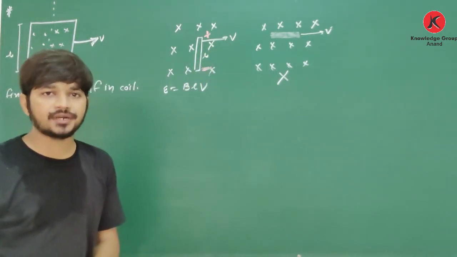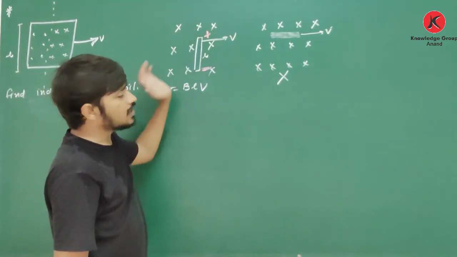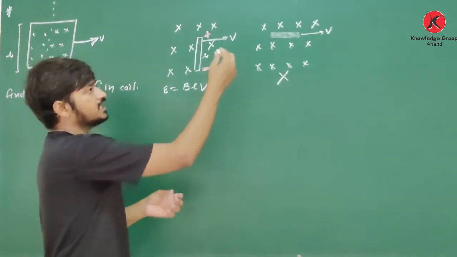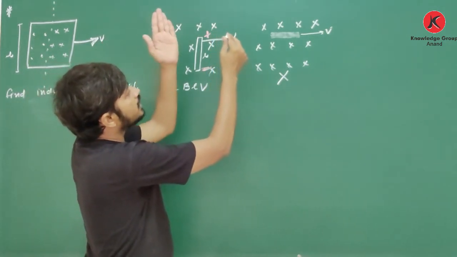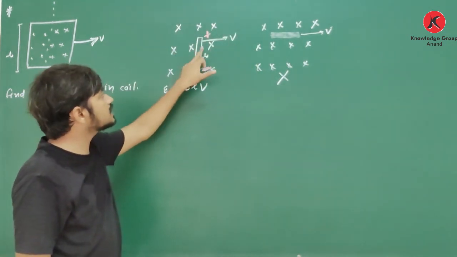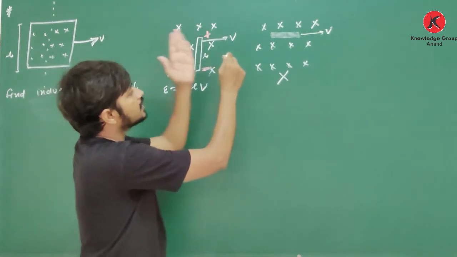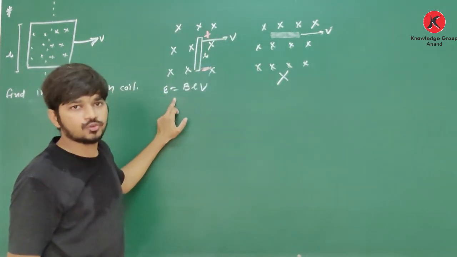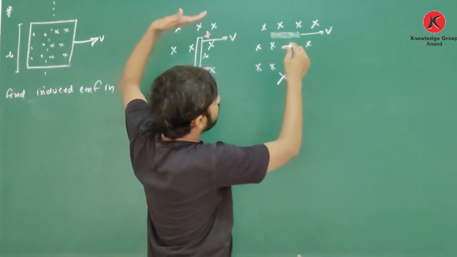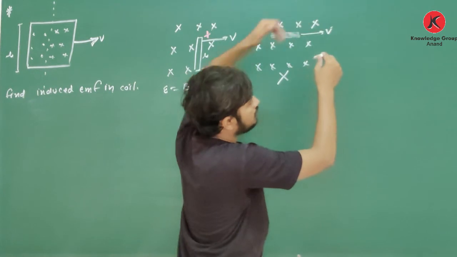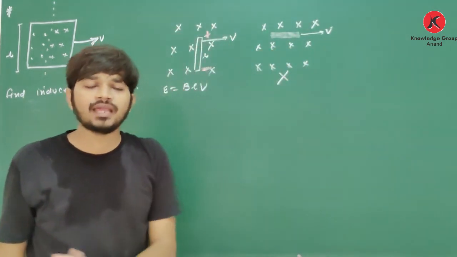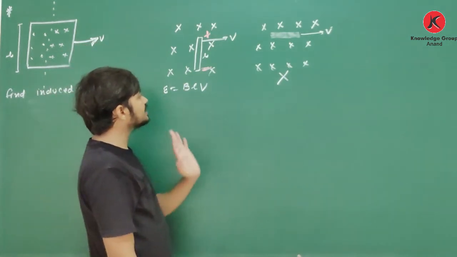So how to remember? See, the magnetic field is going inside like this, and it is a wire. So this wire cuts this magnetic field. So whenever a wire cuts magnetic field lines, EMF is induced. But what happens in this case? The magnetic field lines are like this, and the wire is moving like this. So it will slide. It will not cut the magnetic field. So in this case, EMF is not induced.